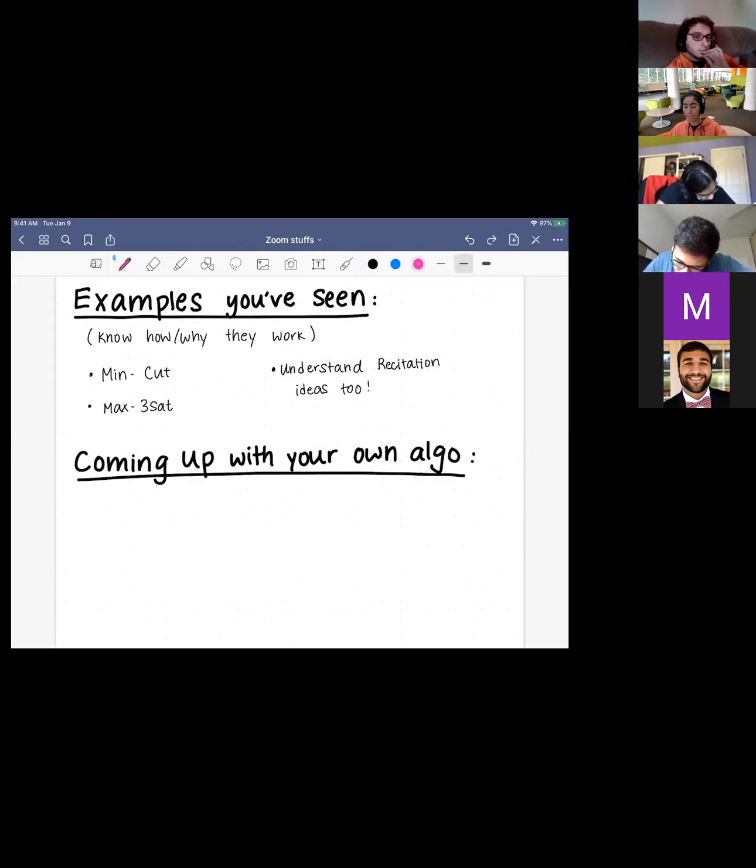I'd say max 3 SAT is just the first one that came to my head. I think it was in recitation, but it hits on a really common thing that shows up in 251: if you want to come up with a randomized algorithm, what is the strategy that you should use? Who remembers the strategy we used for max 3 SAT? What was our super big brained involved strategy to get the maximum number of clauses satisfied?